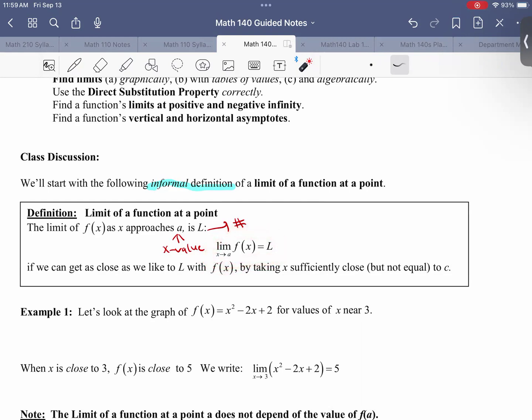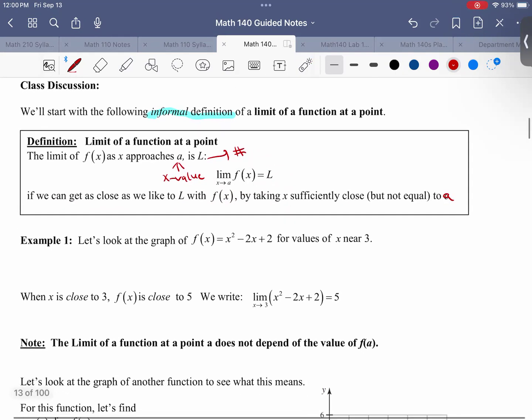So if we can get as close as we like to L with f of x, our function, by taking x sufficiently close but not equal to a. Okay, just getting really close to a, we're going to see what that limit gets to. So let's take a look at the graph of f of x equals x squared minus 2x plus 3 for values of x near 3. So we're looking at near x equals 3.